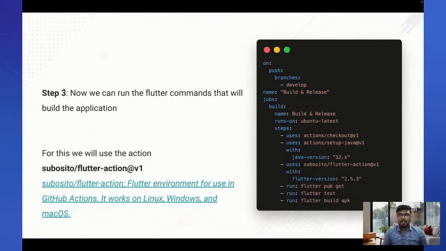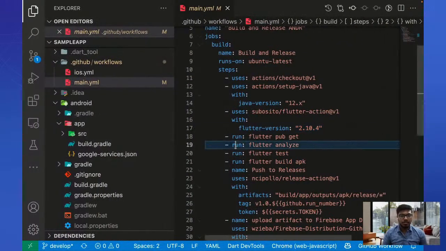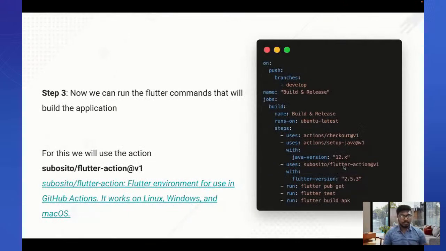Okay, so the next process is to write the commands that will actually build our application. For that, we will write simple commands. We'll say run flutter pub get. It will get all the dependencies. Then we will analyze the project. Then we will run flutter test to test all the test cases that we have added. Then it will simply do a flutter build apk. It will build the APK file for Android. Okay, so half of our stuff is done.